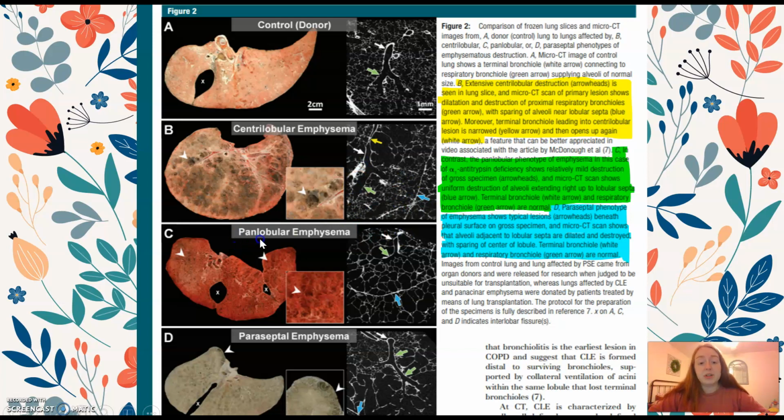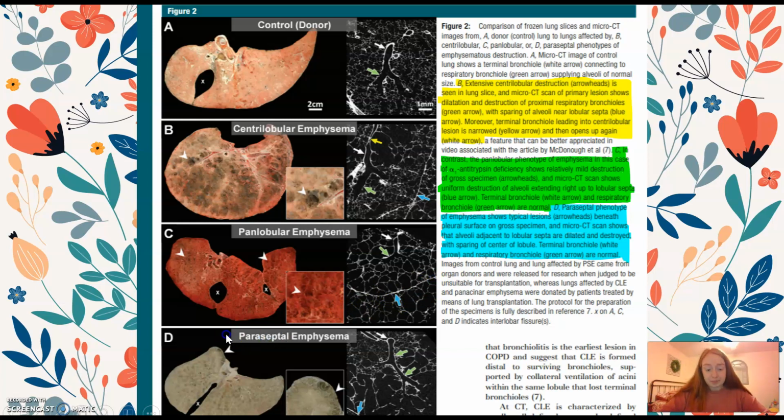In the panlobular example here of emphysema, we have smaller shadow spaces almost compared to the top, but it's more of a mild destruction. However, it's still something to be concerned about. And over here we have more of the region right underneath the septal region affected.